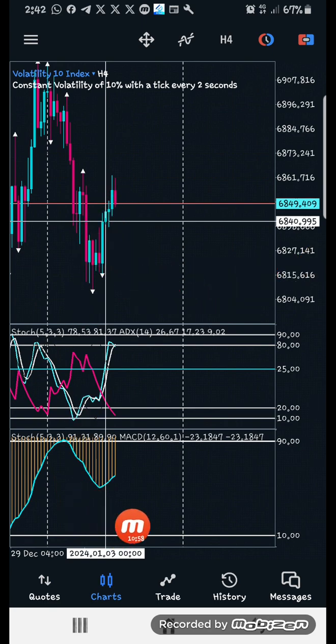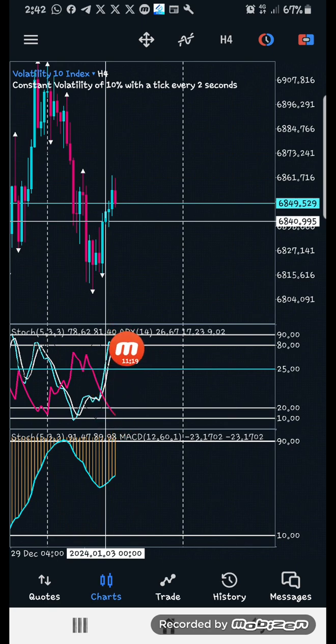This is the first candle. This is at 00:00 hour, that's 12 midnight today. This first candle opened at 12 midnight today in the 4 hours time frame, and the position of that candle, based on the indicator, is bullish. You see the MACD is pointing downward and the stochastic is pointing upward.